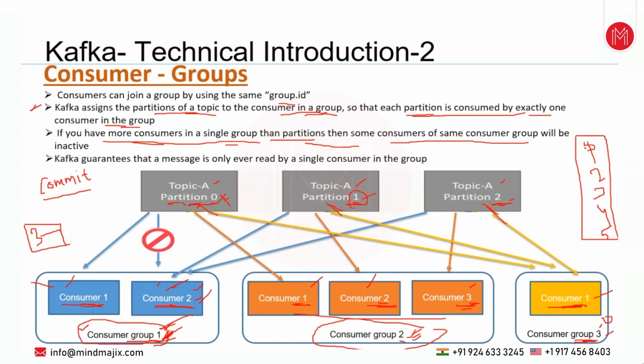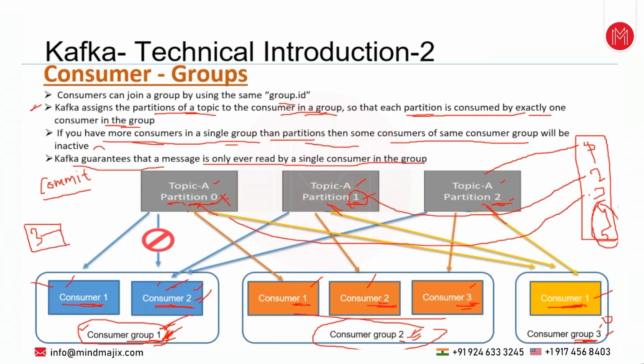Consumer 1 is consuming the messages from partition 2, consumer 2 is consuming the messages from partition 1, and consumer 3 is consuming the messages from partition 3. It means there are 2 remaining consumers. They will be inactive because they can't connect to these partitions. Already all the 3 partitions are occupied by the 3 consumers. So the remaining extra consumers have to be inactive. That's it. So Kafka guarantees that a message is only ever read by a single consumer in the group.